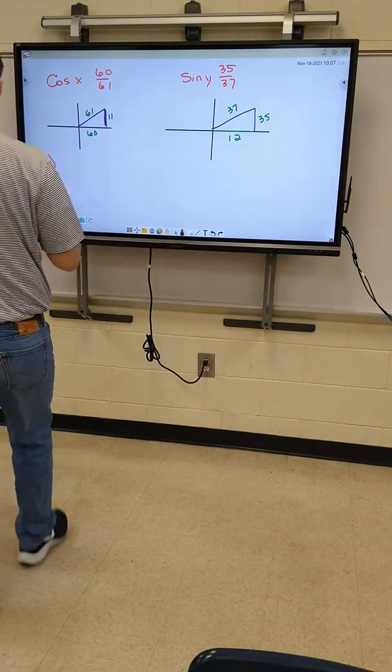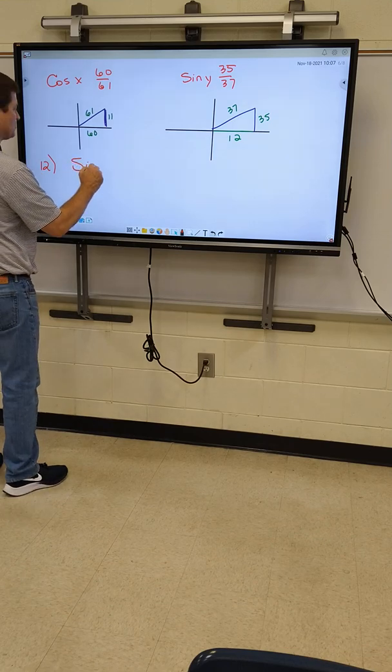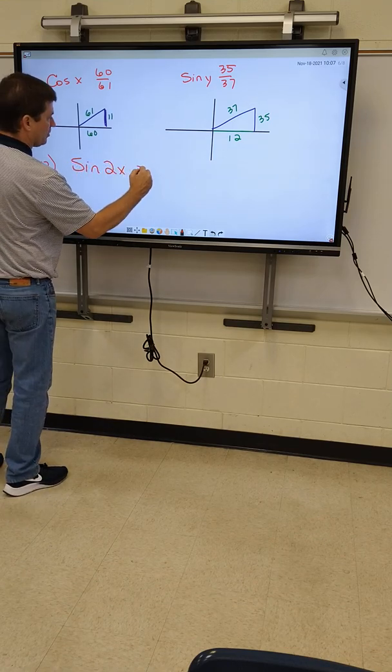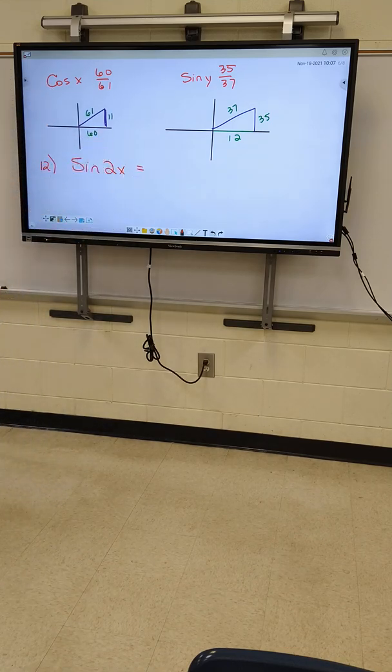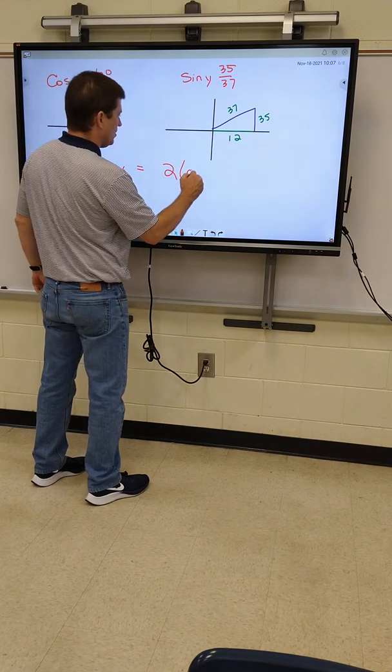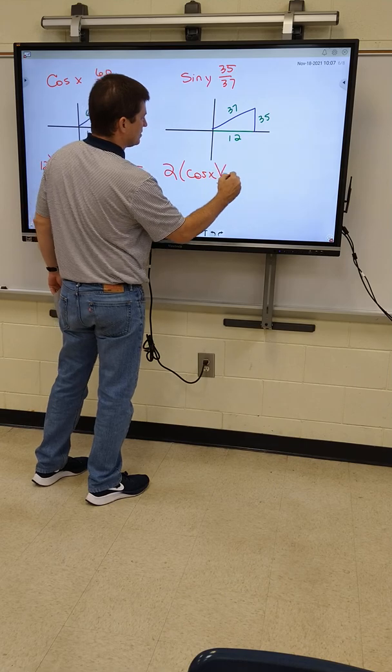All right, 12 says sine of 2x. Now this is a double angle formula because you're multiplying by 2. Everybody find the formula off your sheet and write it down. All right, show me that formula right there, sine of 2x. There it is. All right, so we copy the formula down. It is 2 cosine x sine x.